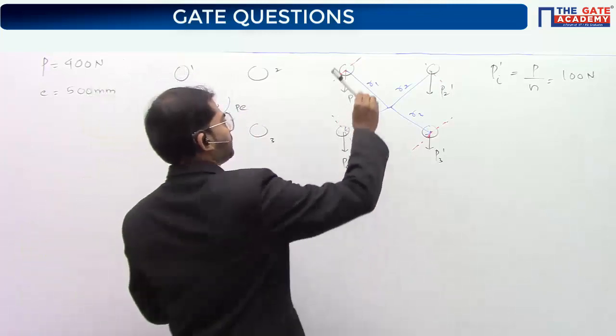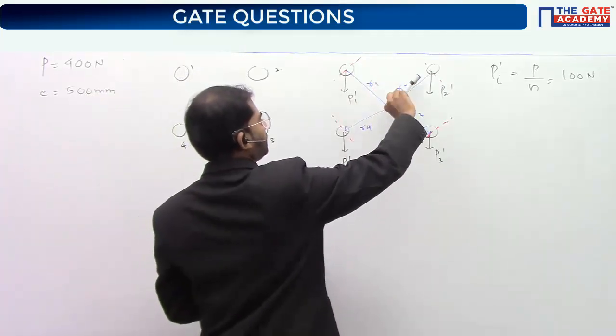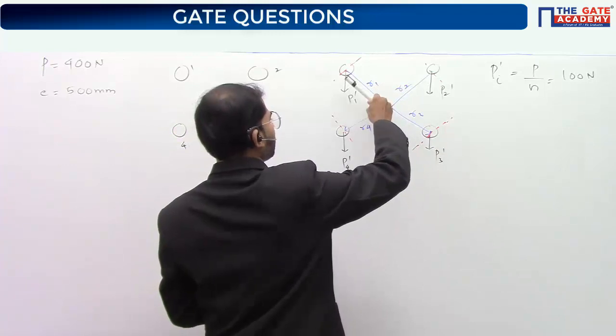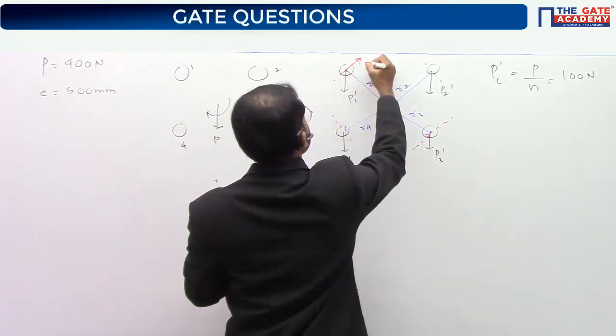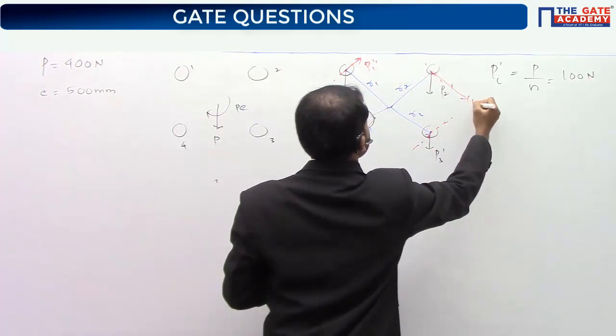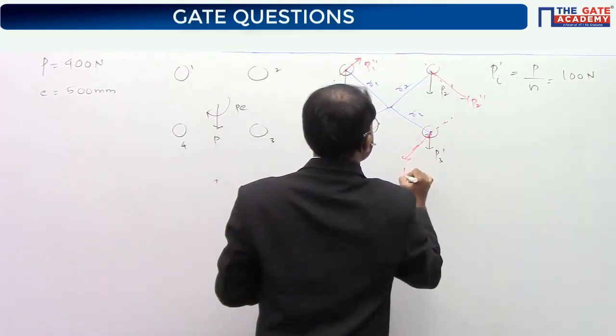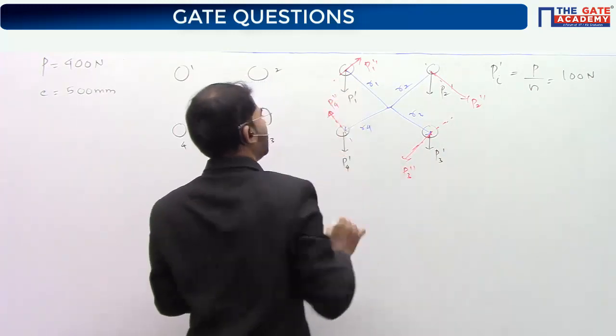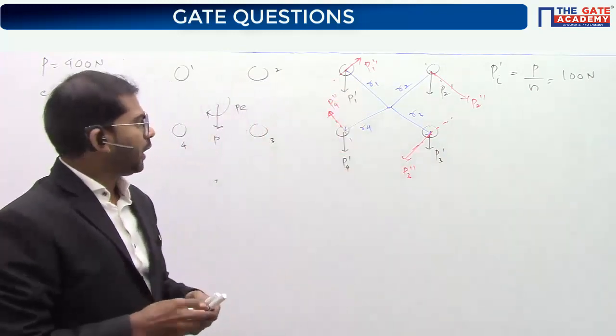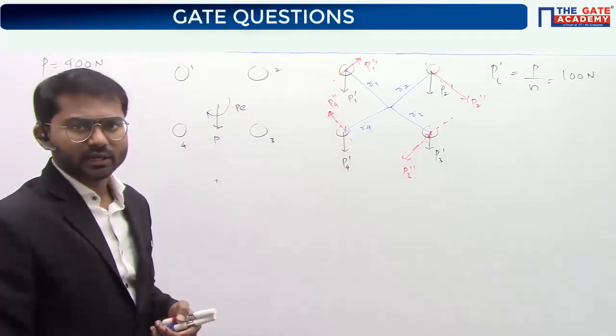Now, to get clockwise rotation to happen, this is clockwise rotation, clockwise rotation, clockwise rotation. So if clockwise rotation should happen, this is P1 double dash, this is equal to P2 double dash, this is equal to P3 double dash, and this is equal to P4 double dash. I hope everybody has understood how we are getting these directions of secondary loads.